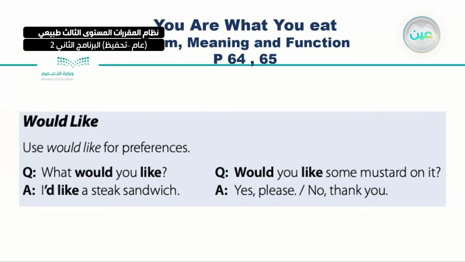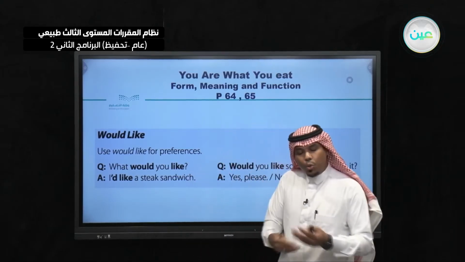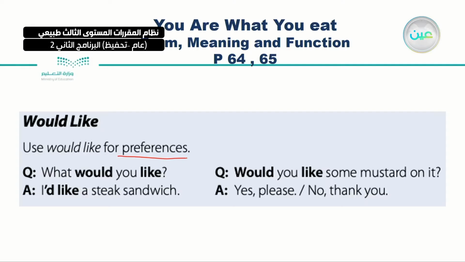We use would like to offer. Would you like some orange juice? Would you like some tea? Usually when I say would like, I use it for preferences, to offer someone something. For example, what would you like? I'd like a steak sandwich, for example. Or sometimes, would you like some mustard on it? This is a question, of course. Yes, please, or no, thank you.